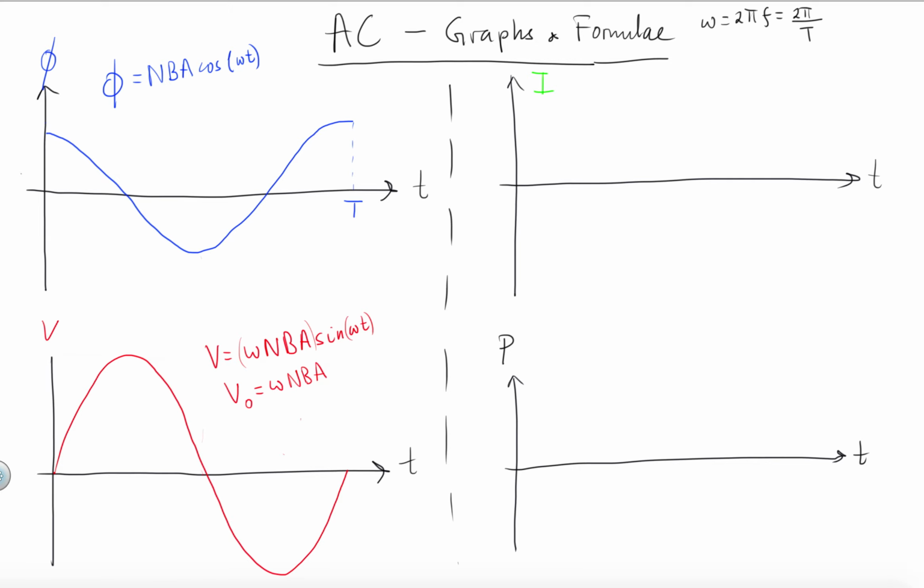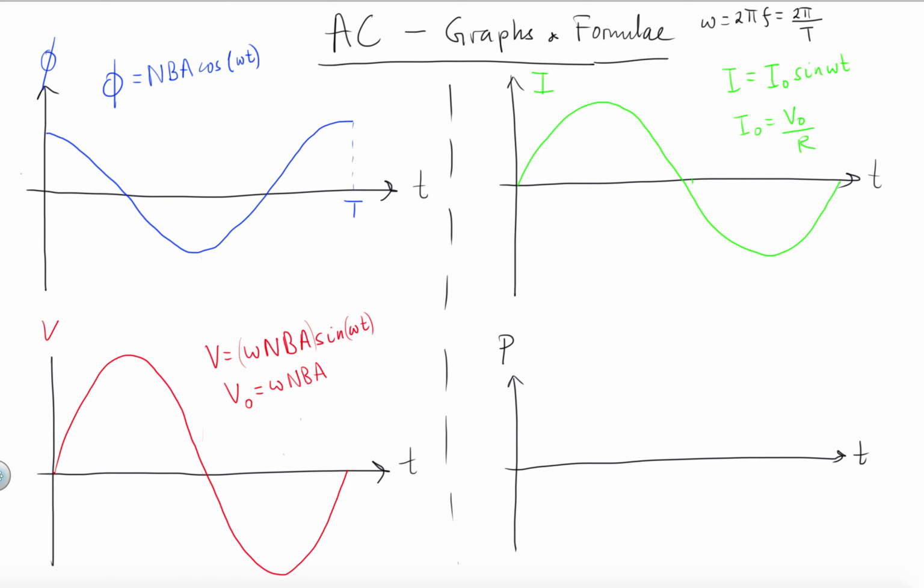Next, if we bring up the graph of current against time for AC voltage, you see again it's actually the same type of curve as voltage. It's a sine wave, and that simply comes from the fact that from Ohm's law, V equals IR. I is just the voltage divided by the load, the resistance in the circuit.